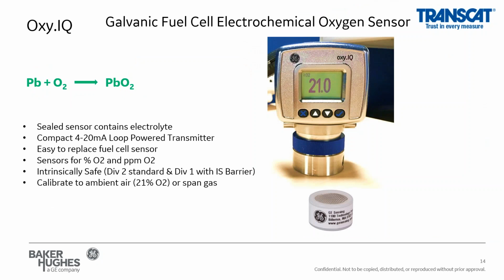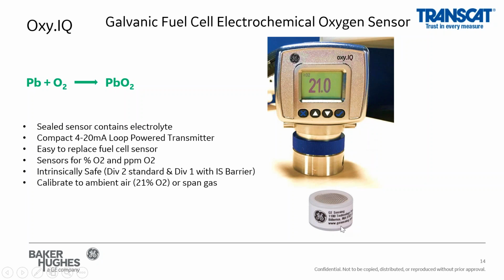Another technology that we offer is the galvanic fuel cell, and this uses a lead anode sealed in a cell, and inside that cell is an electrolyte. The electrolyte that we mainly use is potassium hydroxide. So this is not unlike a battery. As the lead combines with oxygen, it releases electrons, and we measure that in terms of current. It's a very small current coming out of the cell, measured in the microamps. So this device will then amplify that up to the milliamp level as a signal. There's also a local display.